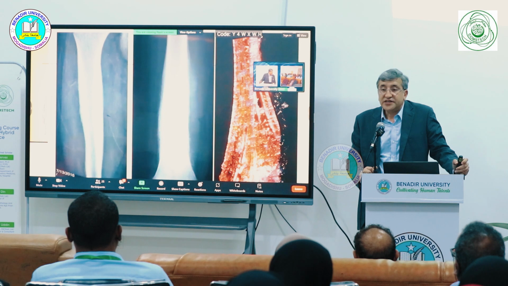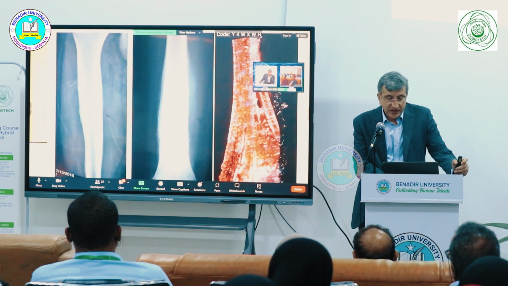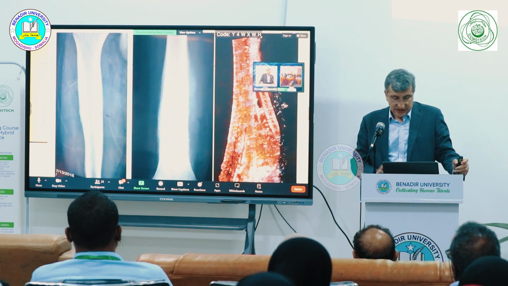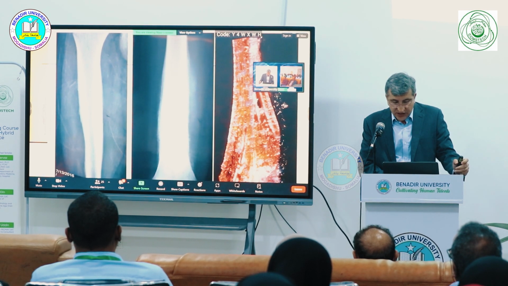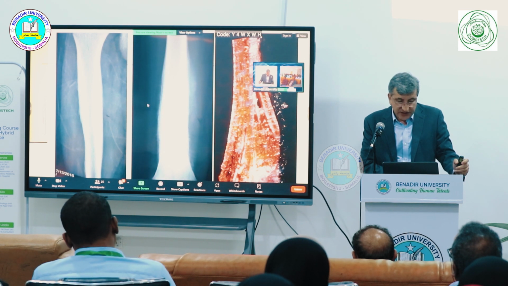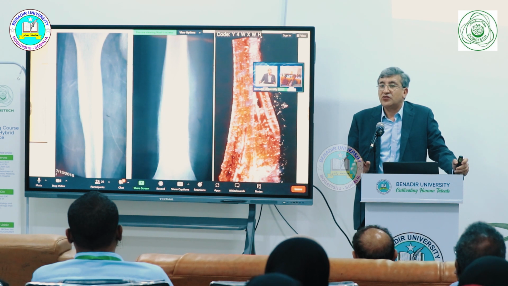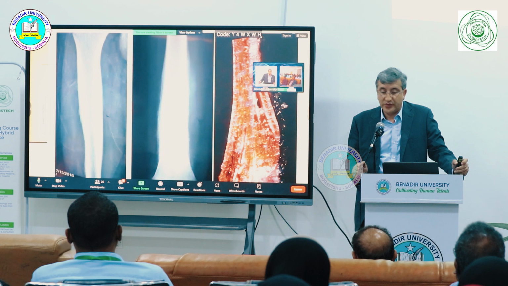Lamellated or onion skin periosteal type of reaction occurs in two conditions. One is Ewing sarcoma. You can see the lamellations, vertical lines, and this is osteomyelitis. Radiographically, you cannot differentiate between osteomyelitis and Ewing sarcoma.